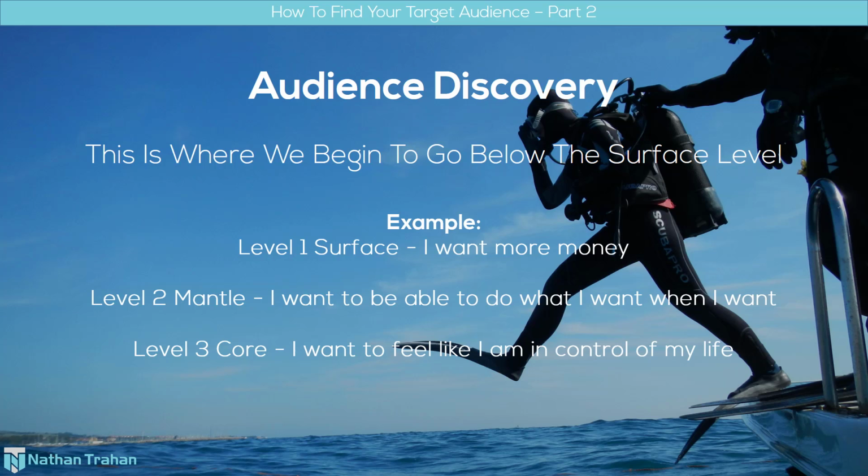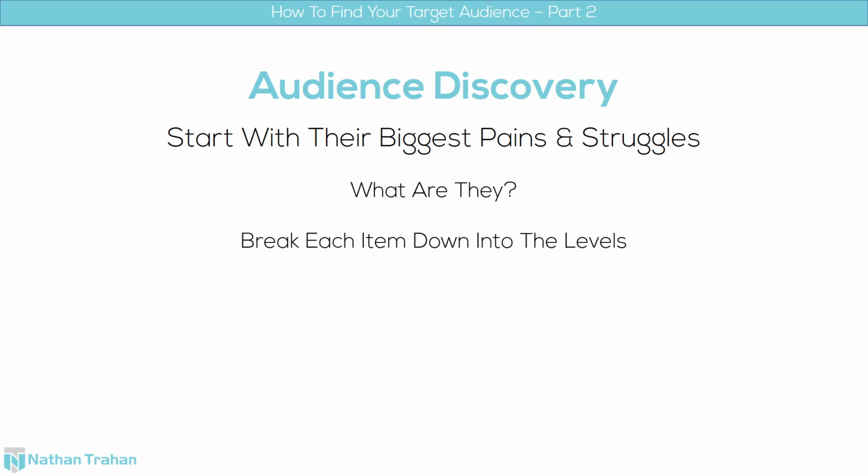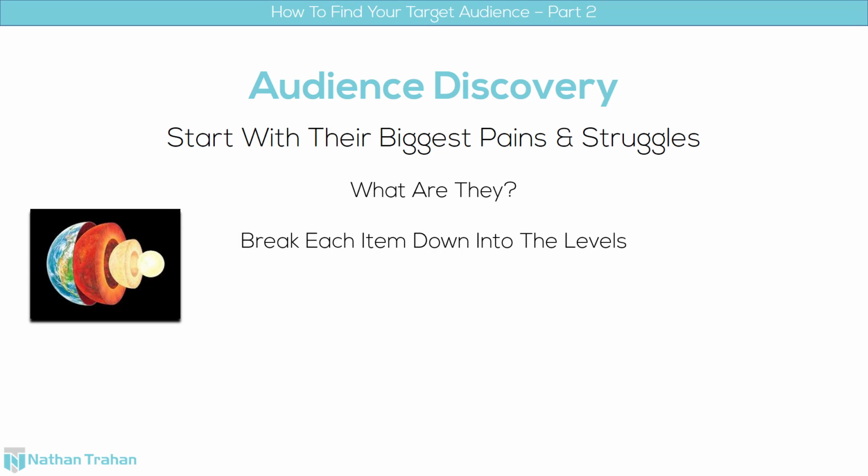So whenever I'm going through this, I ask myself some questions in the discovery phase. And the first one really deals with what are the biggest pains and struggles that they have. And so you want to start looking at those, and remember that people buy on emotion and they justify those purchases based on logic. So break down each item into those levels, right?